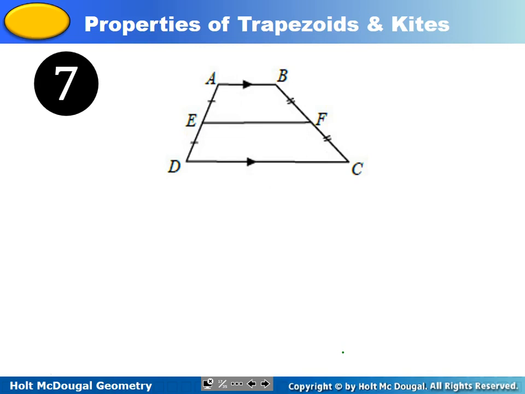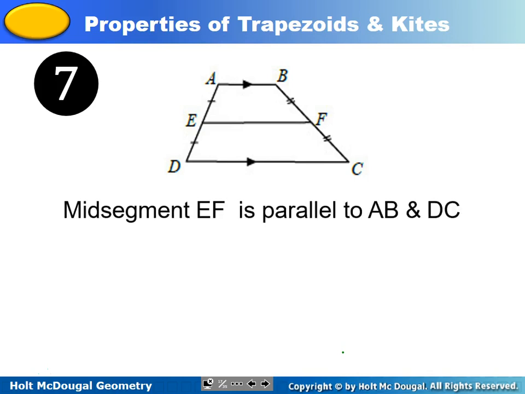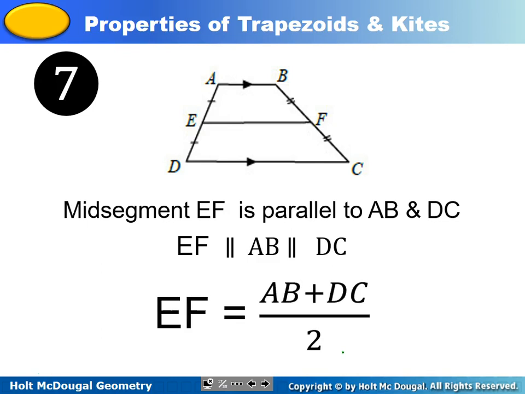Our last property has to do with the midsegment. EF is the midsegment in this drawing. AB and DC are bases. All three of these, AB, EF, and DC, are going to be parallel. Also notice that I know that E and F are midpoints of AD and BC because AE is congruent with ED and BF is congruent with FC.